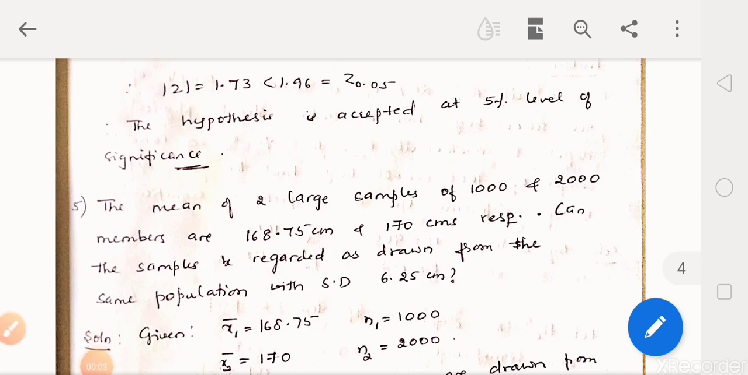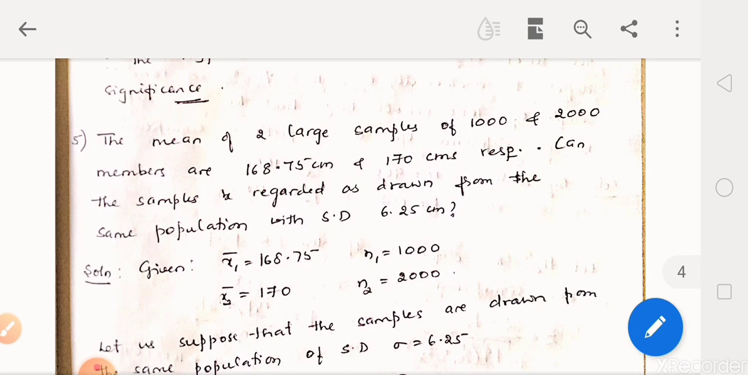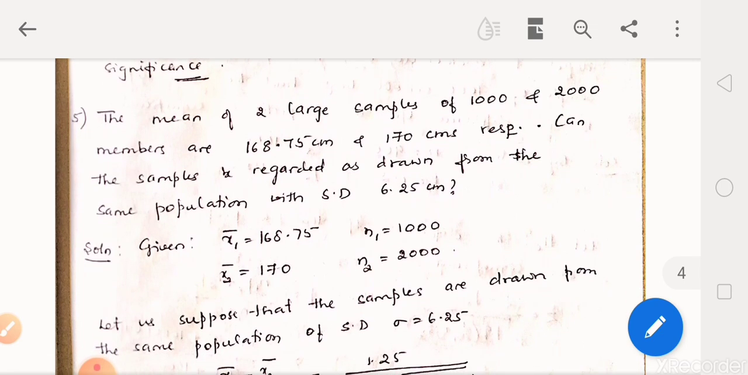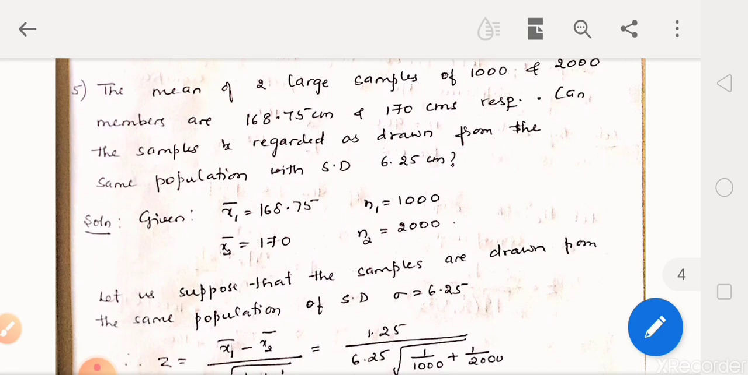The last problem: the means of two large samples of 1000 and 2000 members are 168.75 centimeters and 170 centimeters respectively. Can the samples be regarded as drawn from the same population with the standard deviation 6.25 centimeters?